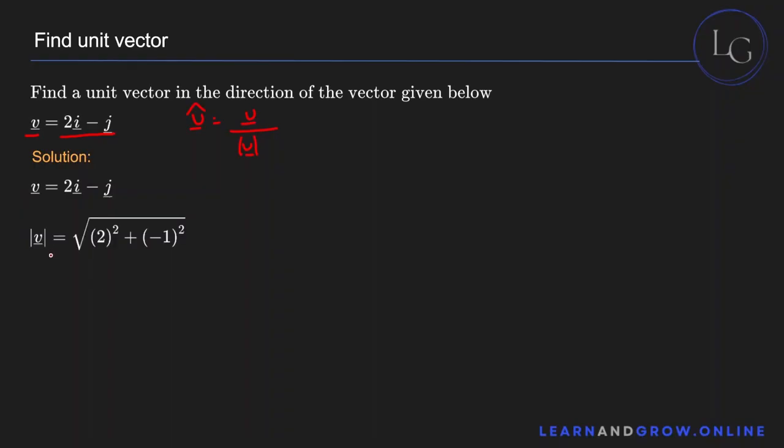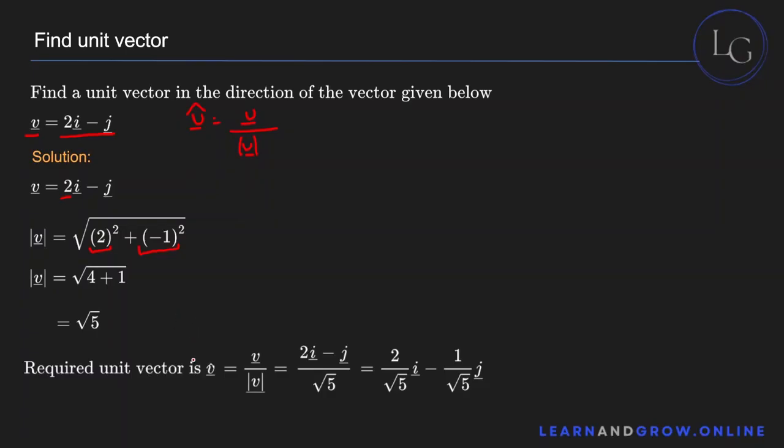Now we find its magnitude, and you find the magnitude by squaring the x term and then squaring the y term and then adding them up and then taking the square root of the result. So the x term is 2 and the y term is minus 1, right? Because minus j is basically equal to minus 1j. So 2 squared plus (minus 1) squared will give you the square root of 4 plus 1. So that just means root 5. And that is basically the magnitude of the vector v, right?